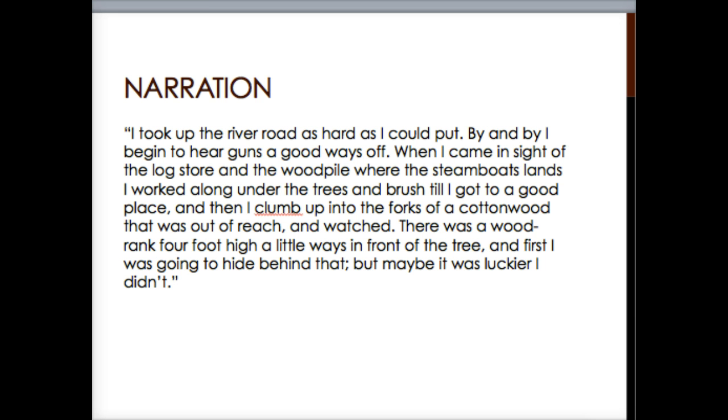He says, I took up the river road as hard as I could put. By and by I began to hear guns a good ways off. When I came in sight of the log store and the wood pile where the steamboats lands, I worked along under the trees and brush till I got to a good place. And then I clumb up to the forks of a cottonwood that was out of reach and watched. There was a wood rank 4 foot high, a little ways in front of the tree, and first I was going to hide behind that, but maybe it was luckier I didn't.